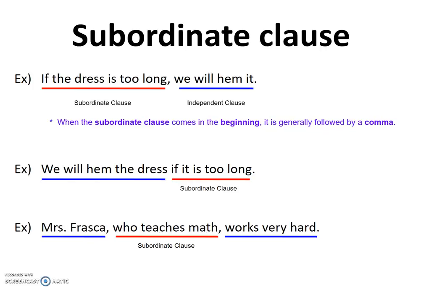The third example, Mrs. Frasca, who teaches math, works very hard. The subordinate clause is located in the middle of the sentence. Notice there is a comma before and after the subordinate clause who teaches math. It is similar to how when you have an appositive in the sentence, you can remove the who teaches math from the sentence and you'll still have the independent clause which says Mrs. Frasca works very hard.